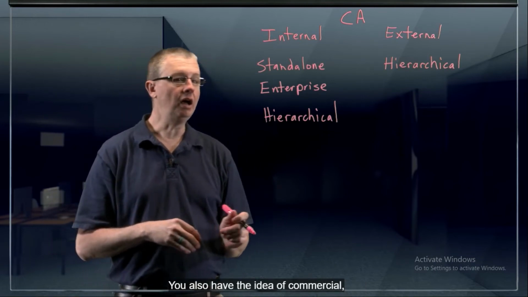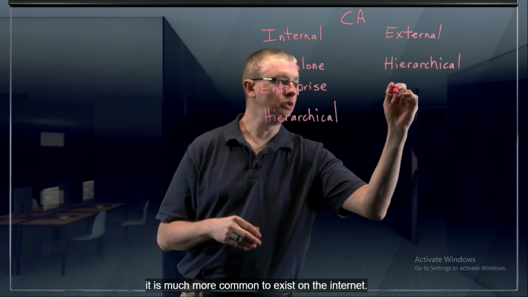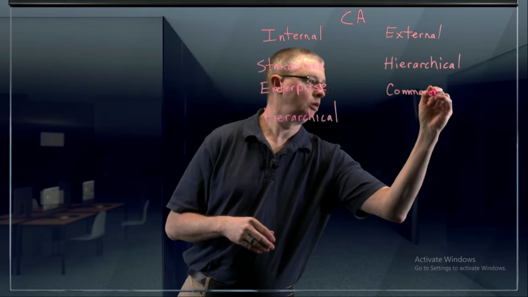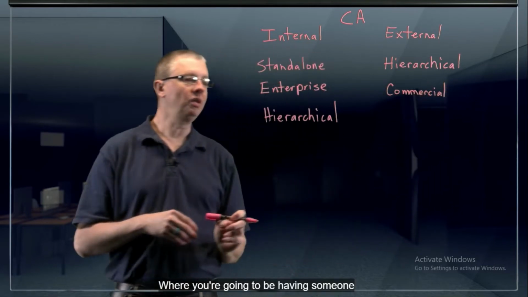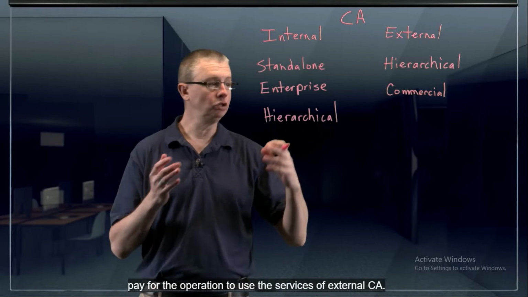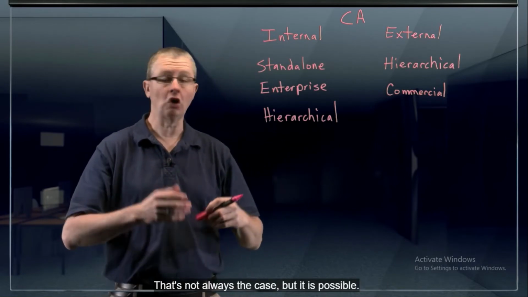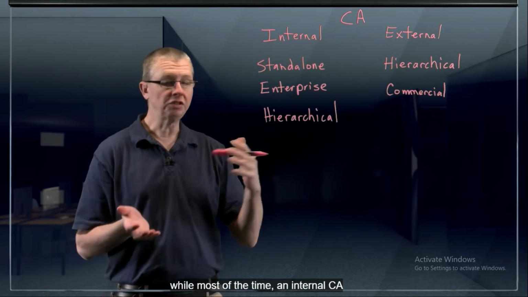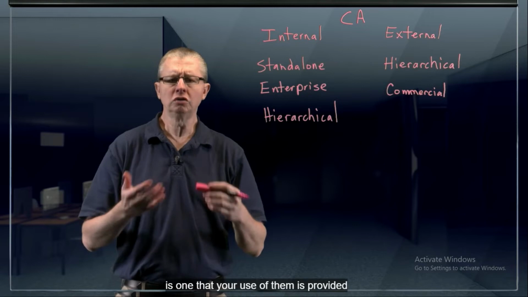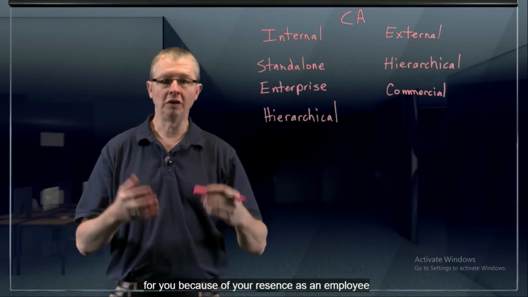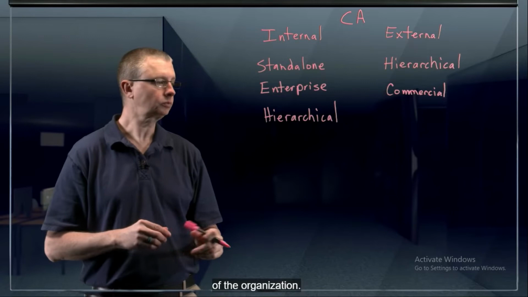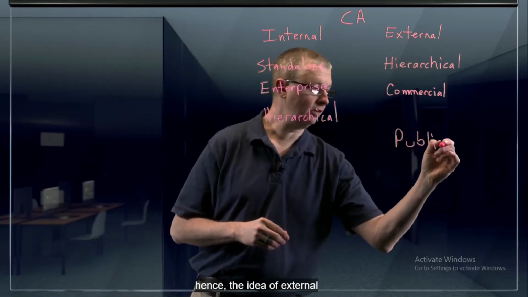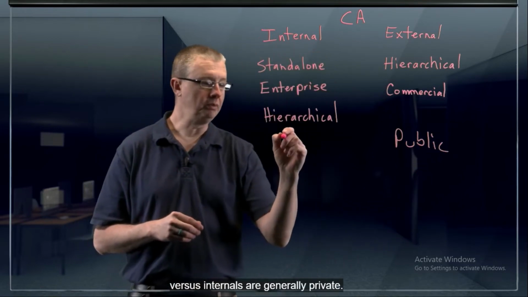You also have the idea of commercial, which is much more common to exist on the internet, where you're going to be having someone pay for the operation to use the services of an external CA. That's not always the case, but it is possible that you have to pay for them while they're external, while most of the time an internal CA is one that your use of them is provided for you because of your presence as an employee of the organization. Externals are more often than not public, hence the idea of external, versus internals are generally private.